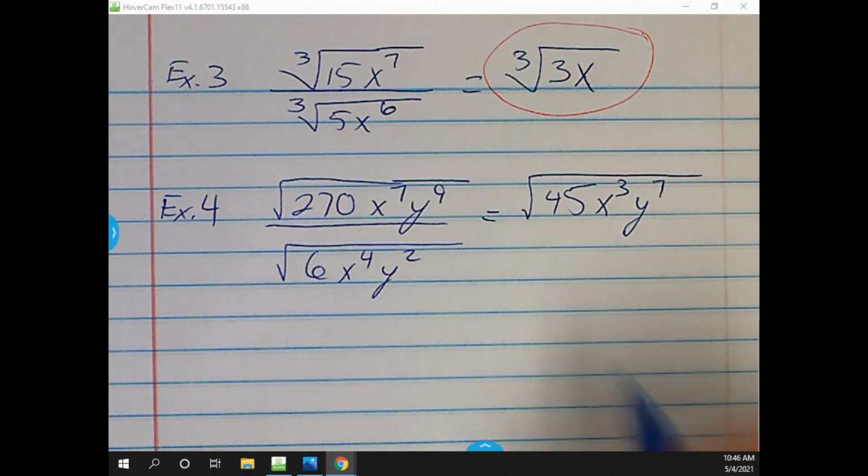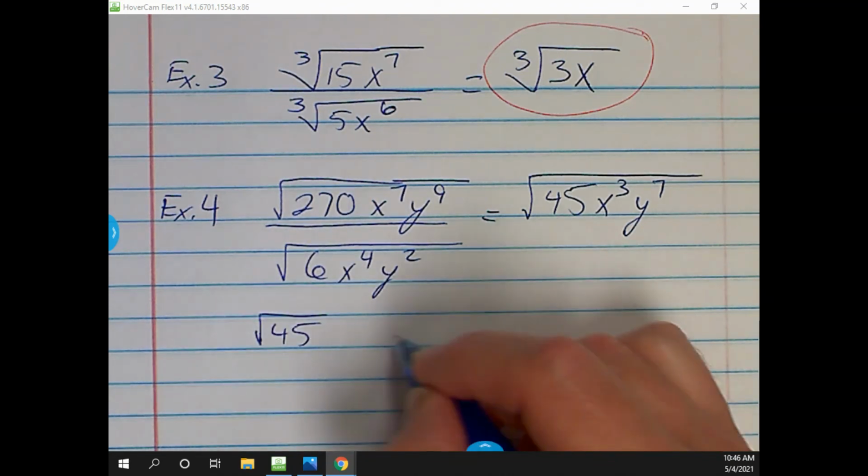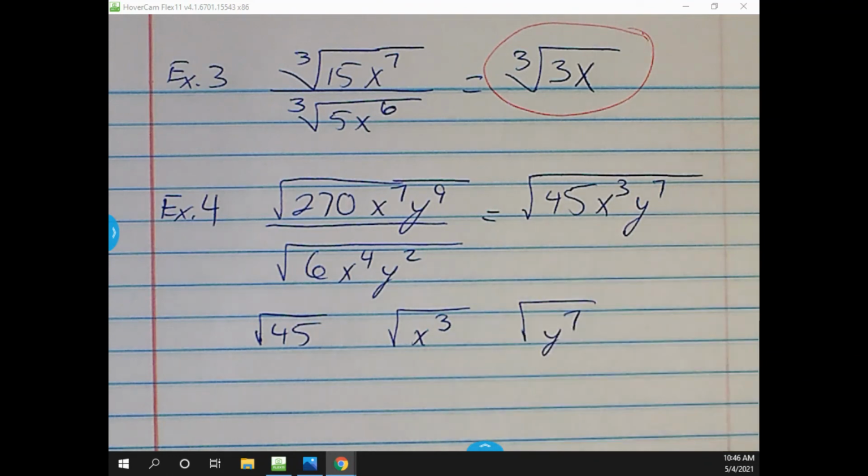So here's where we're going to take each part and break it down. We're going to break down the square root of 45, we're going to break down the square root of x to the 3rd, and we're going to break down the square root of y to the 7th.